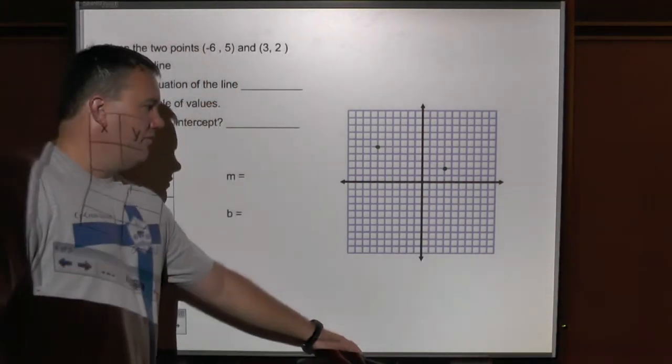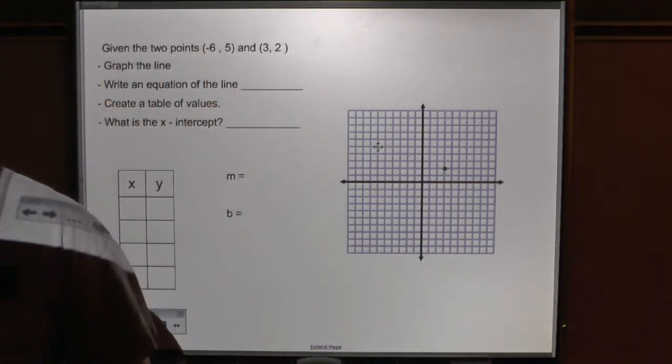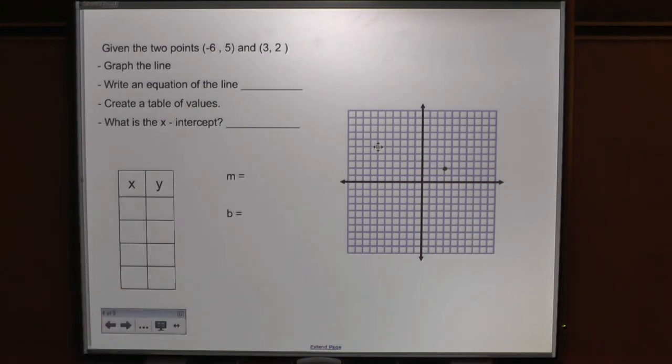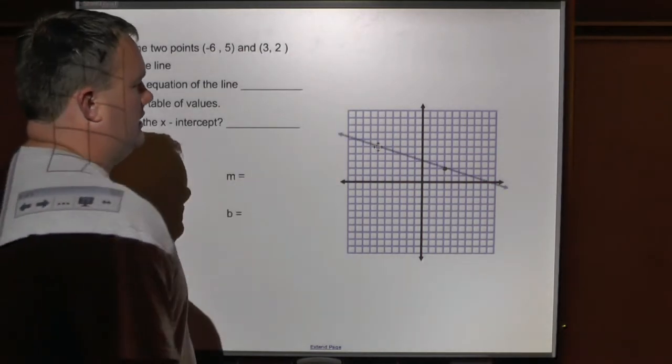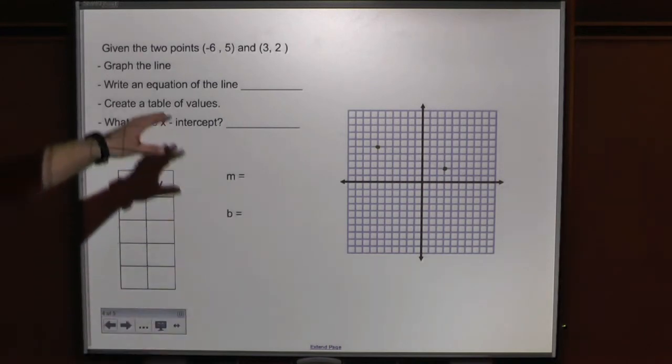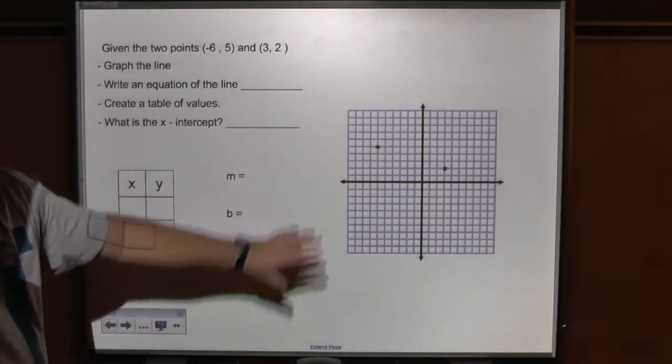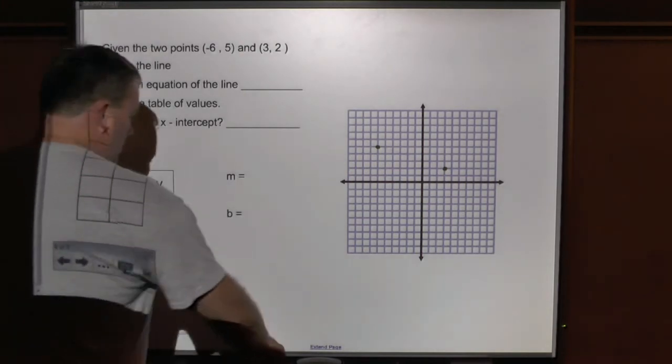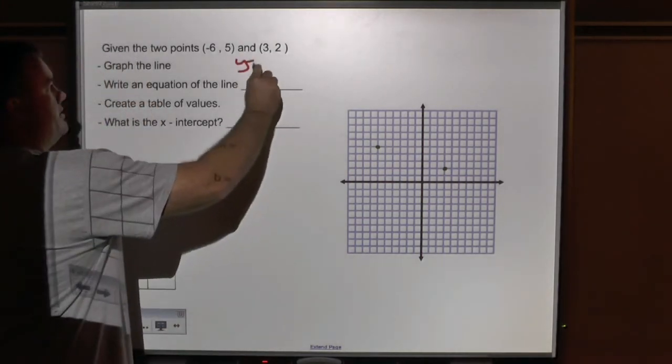Now, from that, if you're good or you have a straight edge or something like that, you can draw a line through that. Just like this one. And that works just fine. Now, if you're not one of those kind of people and you have some issues with that, I want to show you something else. I want to show you how you can actually graph this, or actually find the equation of the line, just given those 2 points. Again, writing the equation of a line.